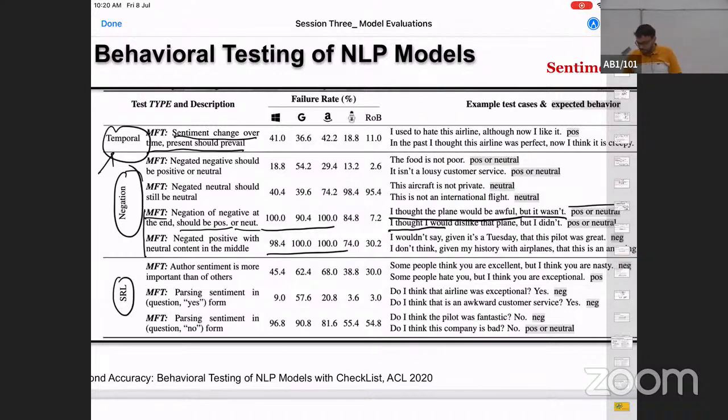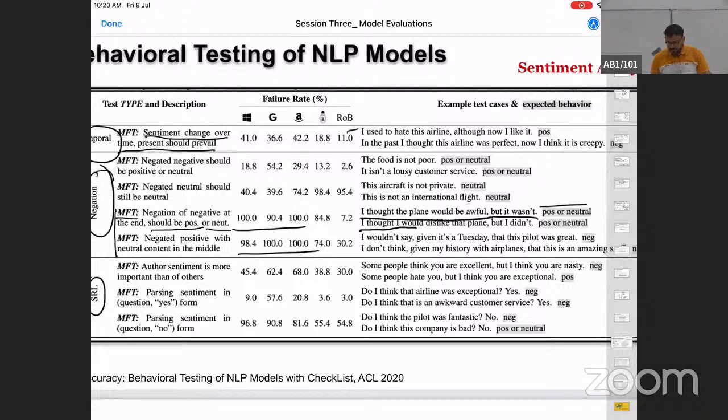So for that, they created some sentences like this: I used to hate this airline, although now I like it. So there is a context of the past, and then the author is talking about the present. So overall, the sentiment is positive, right?